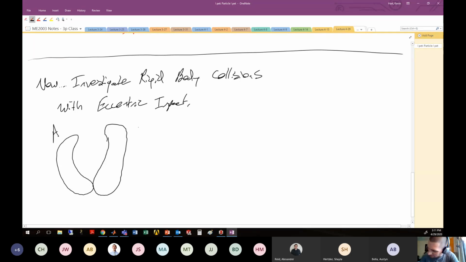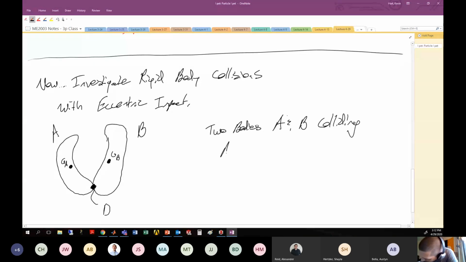All right, so here's rigid body A. Here's rigid body B. This guy has a center of gravity. It's probably not going to be there. The center of gravity might be something more along the lines of there. And here's the center of gravity of body B. So let's call this G_A, and we'll call this G_B. And they're going to collide down here at some point that we'll note down here, and we'll call this, let's say, point D. All right, they're colliding there. So two bodies, A and B, colliding at D with eccentric impact.